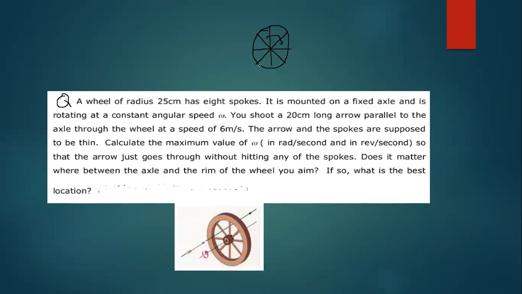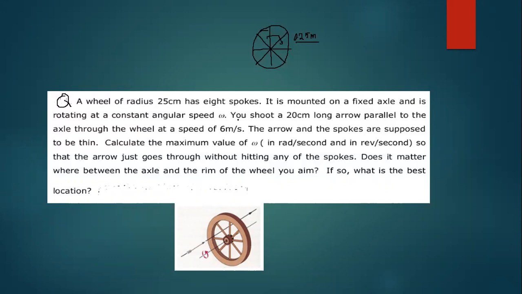And we have been told that the radius of the wheel from there to there is about, so of course we know it's about 0.25 meters. This is the radius. And what other information have we been given here?